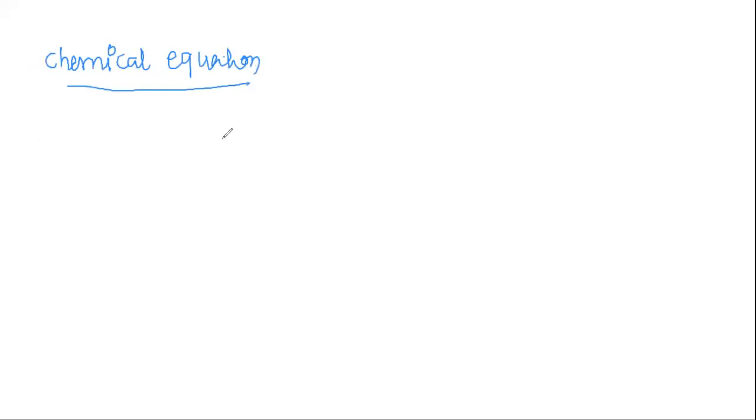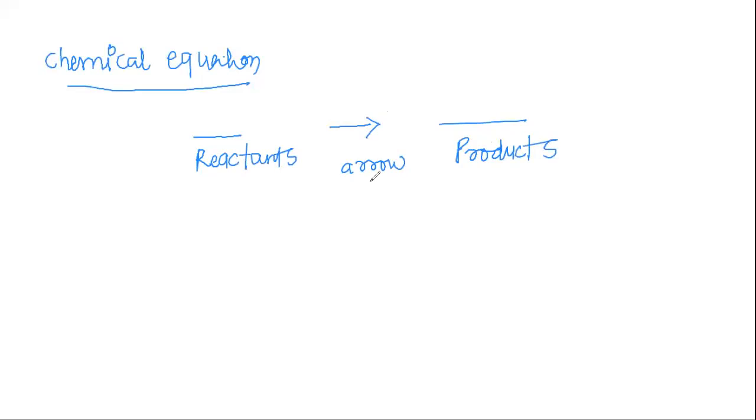we would come to know that in a chemical equation, we have first, on the left side, reactants, then we have an arrow, then we have products. This arrow represents the direction of the reaction.